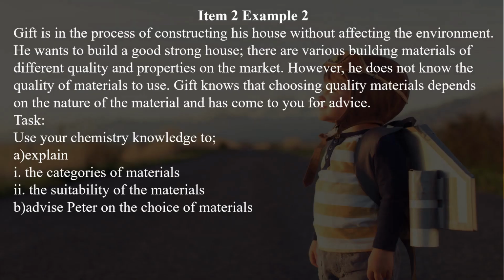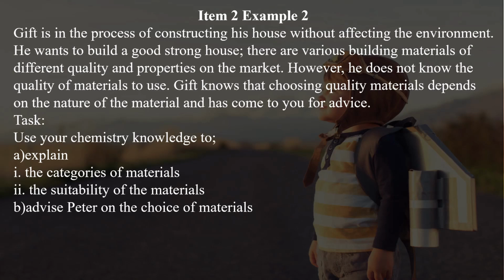So we still have other examples, like: Gift is in the process of constructing his house without affecting the environment. He wants to build a good, stronger house. There are various building materials of different qualities and properties on the market. However, he does not know the quality of materials to use. Gift knows that choosing quality materials depends on the nature of the material and has come to you for advice. Task: explain the categories of the materials and the suitabilities of the materials.